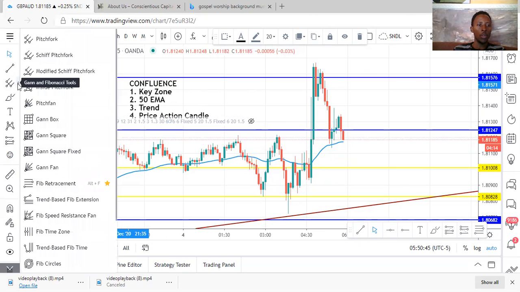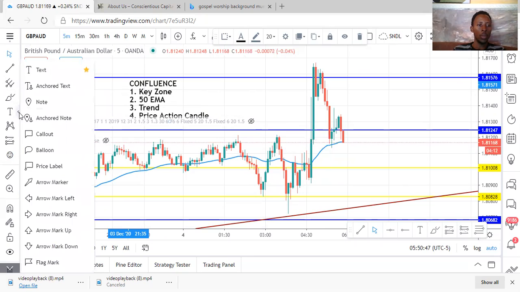I need one more tool: the rectangle. I need to mark my zone.